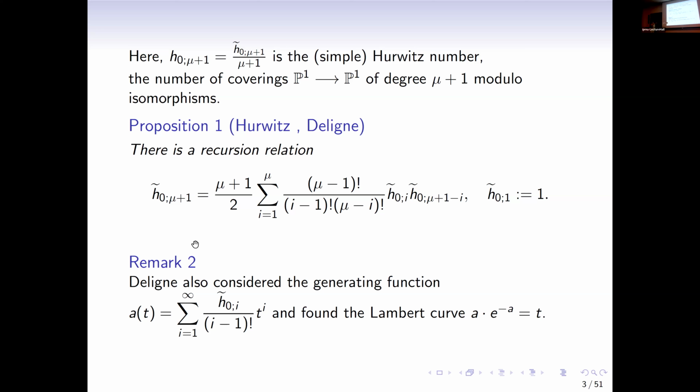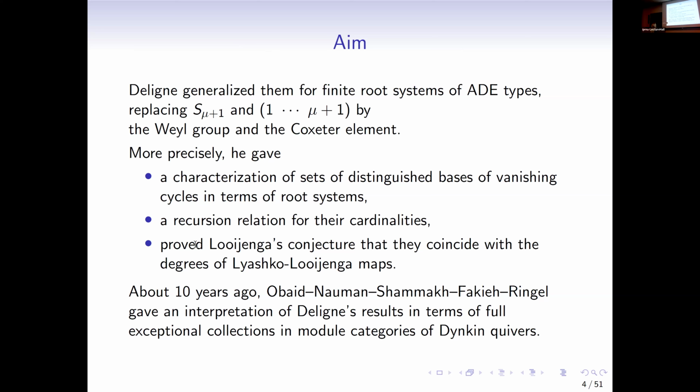But Hurwitz didn't write down a complete proof. And later Goulden and Jackson found again this recursion. And also they considered the generating function. And nowadays the curve satisfied by this generating function is known as the Lambert curve. And also, so this is the simplest case, the case of type A mu.